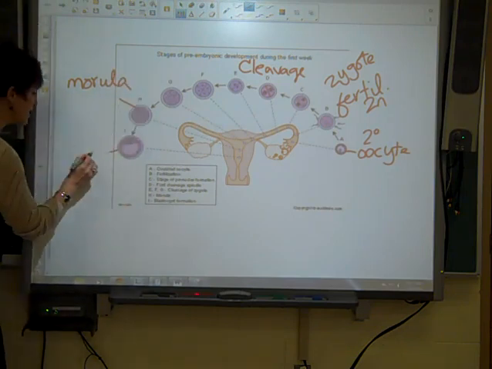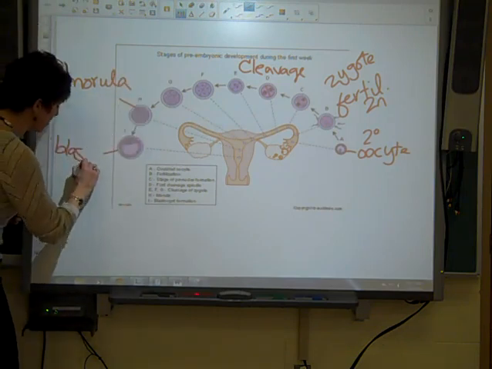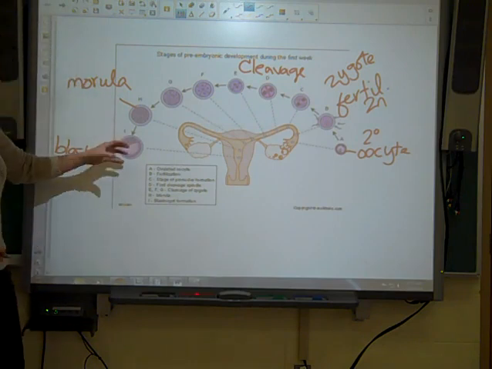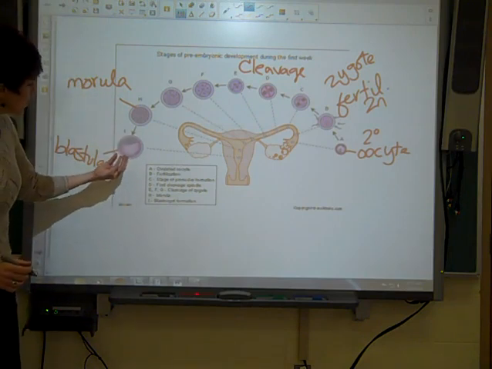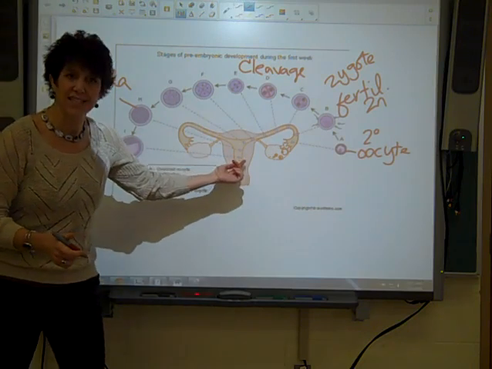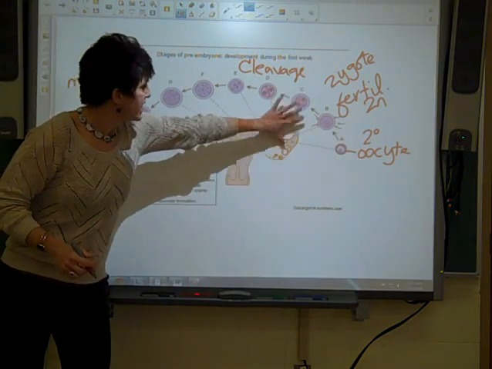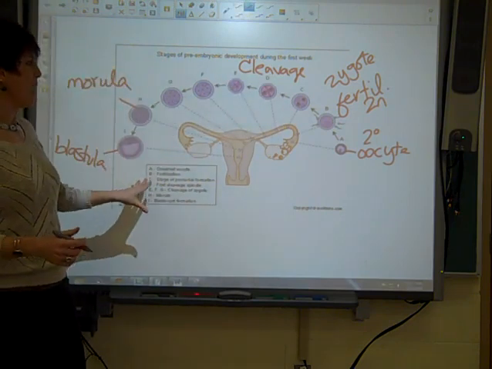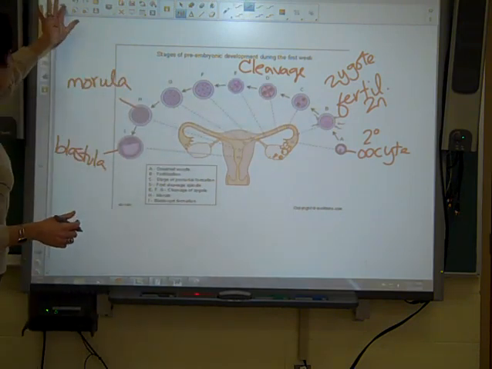And then this is called a blastula. A blastula is when it starts to hollow out the center portion of it. And the blastula is also where it embeds itself in the uterine wall. These steps all together take about 1 week to occur.